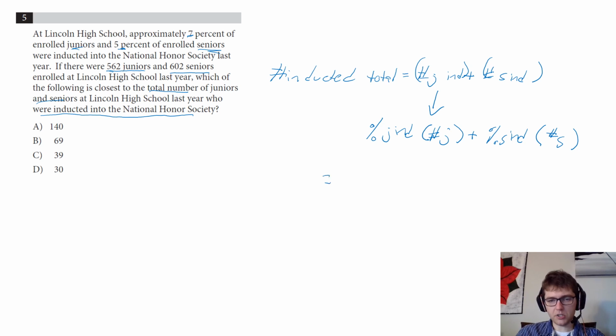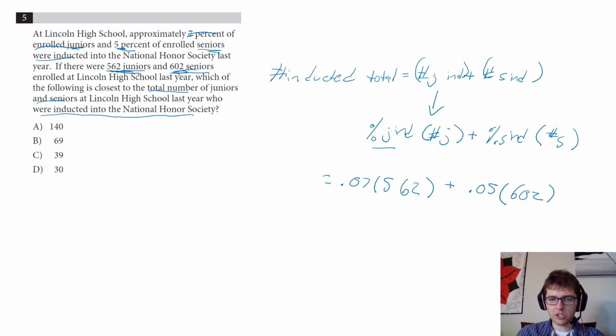So plugging in numbers now, we have percentage of juniors inducted. 7% of enrolled juniors were inducted. So as a fraction, that's 0.07 times total number of juniors, 562, plus percentage of seniors inducted, so 0.05 times total number of seniors, which was 602.